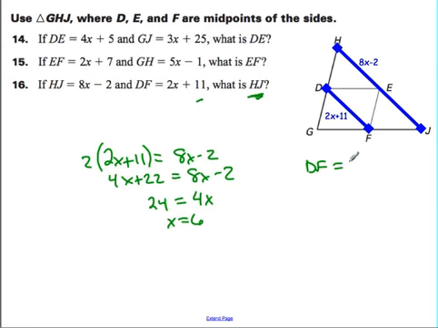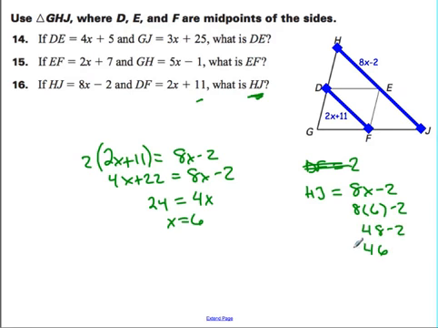DF is going to equal, I'm sorry, I'm not looking for DF. I'm looking for HJ. HJ is going to equal 8x minus 2. So 8 times 6 minus 2. 8 times 6 is 48. Minus 2 is 46. So HJ, the length, equals 46.